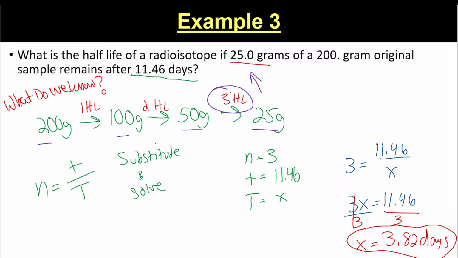So if I knew that the number of half-lives elapsed was 3, and I knew that 11.46 days passed, I could then mathematically calculate the half-life. So I really just wound up solving for x here. 3x equals 11.46, and I got 3.82 days. Not too bad at all.